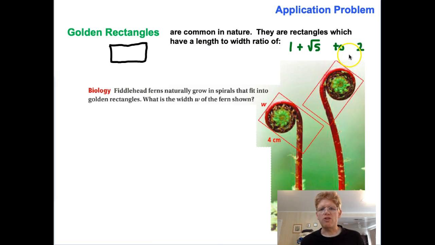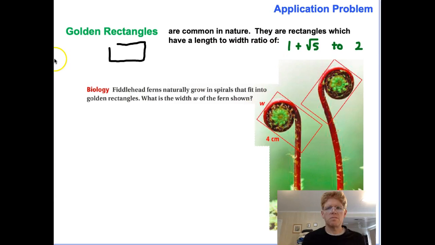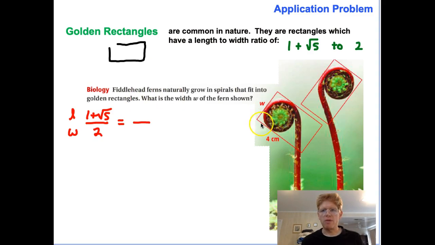We've been given a ratio, and we have been given another ratio. So in order to solve this problem, to find out what W would be, we're going to use a proportion. We'll write our first ratio, which is length to width, so both of these have to be length to width. We'll set up our proportion. Our length to width ratio is 1 plus the square root of 5 to 2. So the length is 1 plus the square root of 5, and the width is 2. And in our problem, the length is 4, and the width is W.